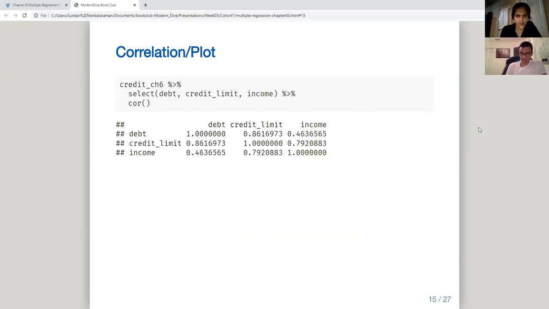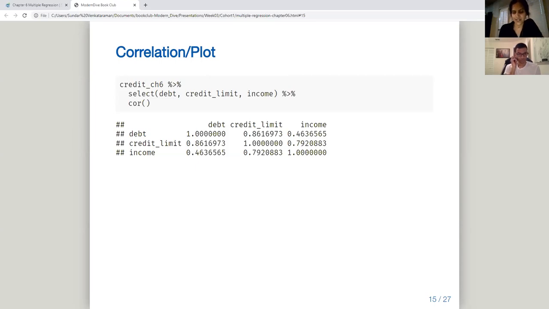So when you actually do the correlation, you can see that your correlation between your credit limit and debt is fairly high, and of course the diagonal is all one because it's the same variable, and then your income and debt is not so great. And the interesting thing is you can even look at the correlation between your explanatory variables. You can see that credit limit and income are about 0.8, which gives you the idea that they could be collinear. In other words, there's not much new information to be had, but I think they don't really delve into that at this point.